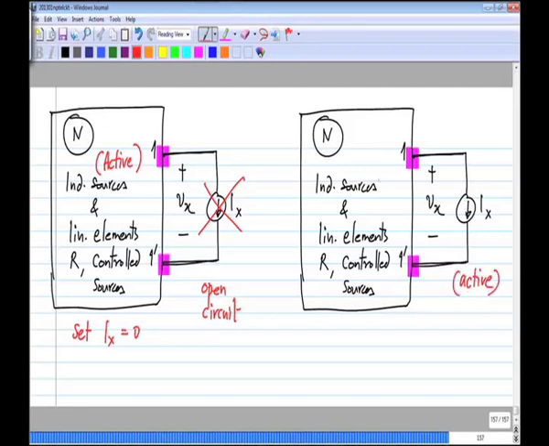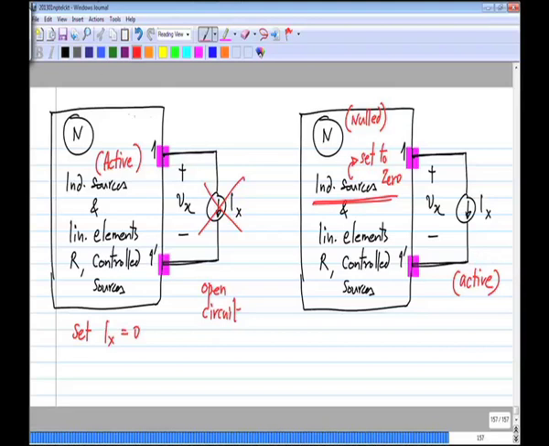And in the next case, this Ix will be active. And any number of independent sources inside will all be set to 0. Okay. And this is known as nulling the circuit. So I have nulled the network N. That means any independent sources I have set to 0, but Ix is active.